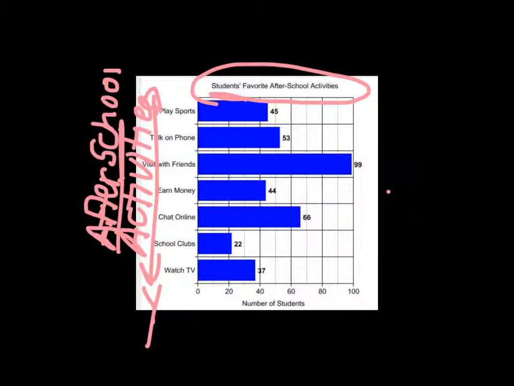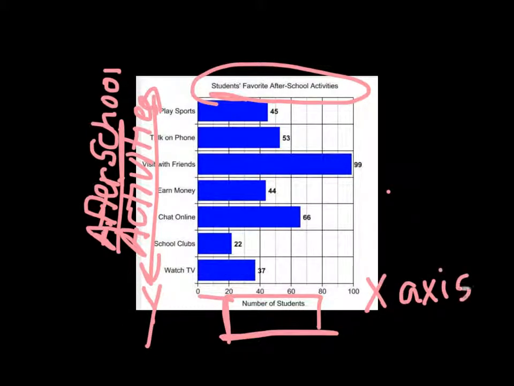And then down here, our interval, you're going to see is number of students, and you're also going to notice, hopefully, that the interval is going by 20s. And this axis is my x-axis. So basically all they did is they flipped the other chart on its side, if you guys can see that. So let's go ahead and talk about how we make our own chart.